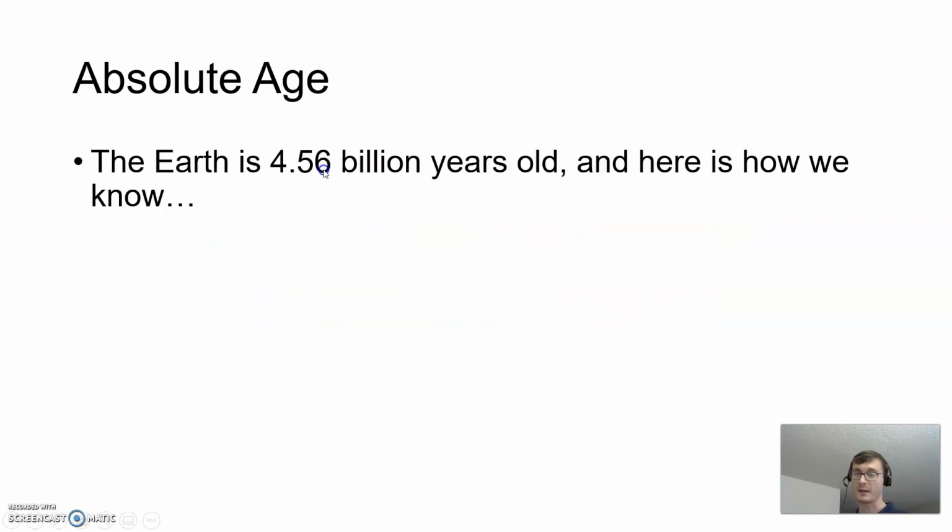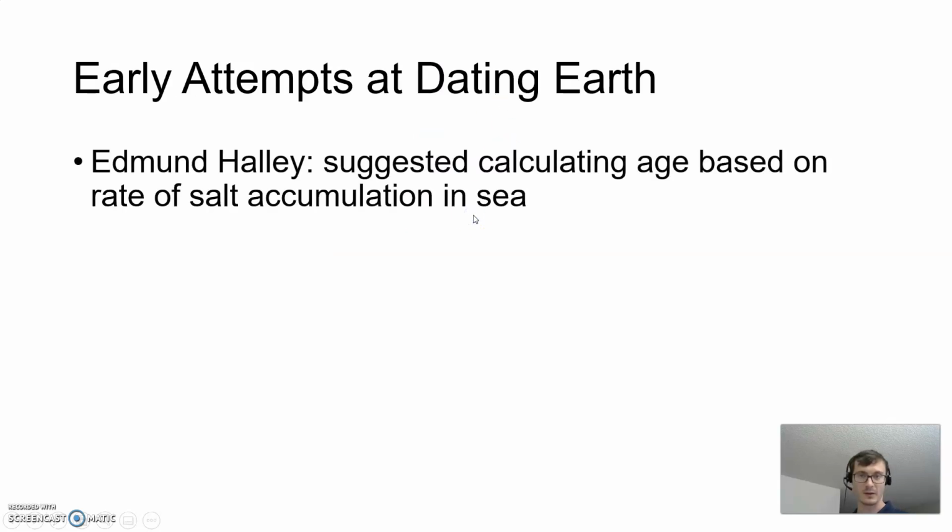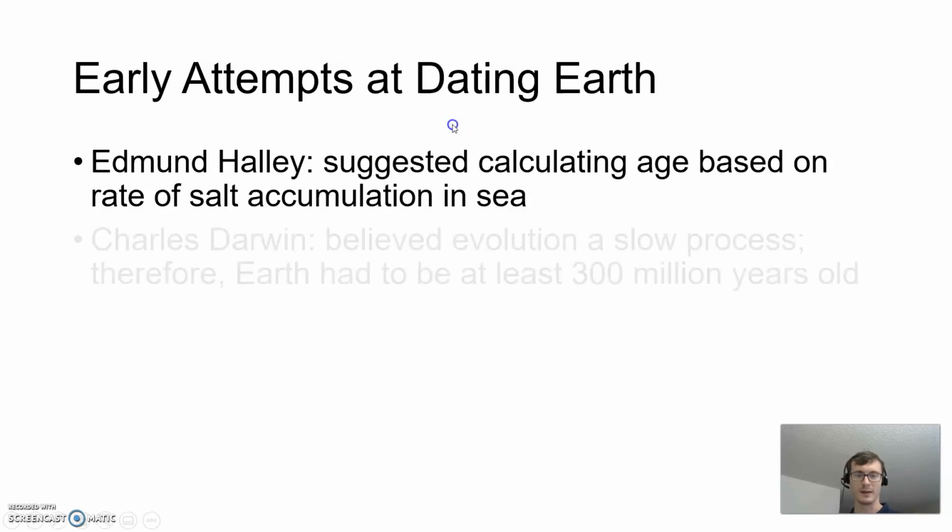Our absolute age for the Earth is, and you've heard this, 4.56 billion years old. And here is how we know this. First, we looked at things like the saltiness of the sea. Could we figure out how quickly, looking at rivers, that salt goes into the sea, and look at how salty the oceans and the seas are, and work backwards to figure out how long the rivers have been flowing?